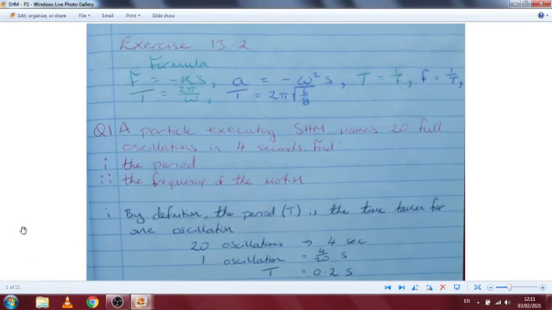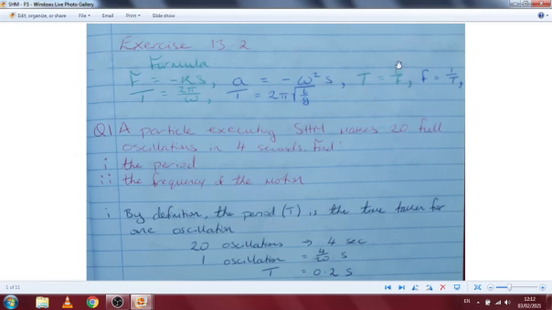In this video, we're going to work through the 8 questions in exercise 13.2. The formulas we're going to need are all listed out here. So F is equal to minus Ks, that is Hooke's law. A is equal to minus omega squared s, that's the formula for acceleration in simple harmonic motion.